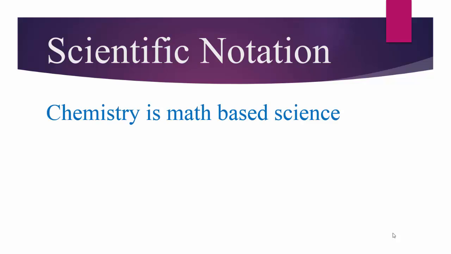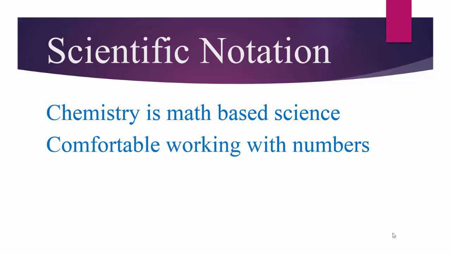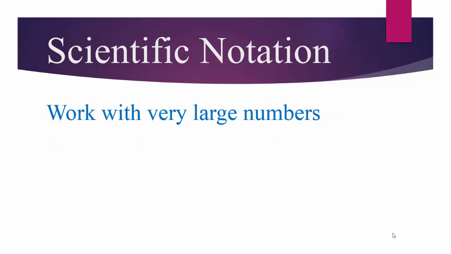Now, in chemistry, we use lots of numbers. Chemistry is a math-based science. It's called a hard science, not because it's difficult, but because we deal with very concrete numbers. So that means in order to work in chemistry, you have to be comfortable working with numbers. Big problem is we work with very large numbers in chemistry.